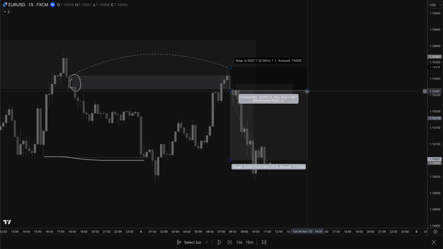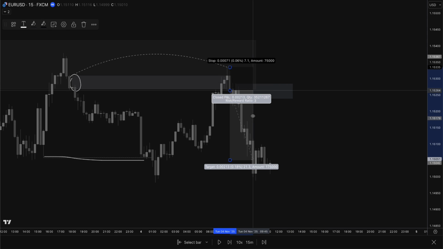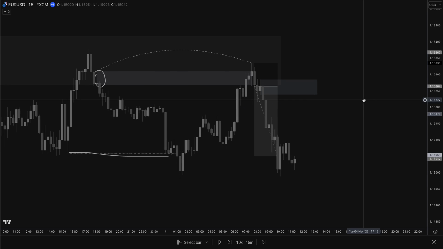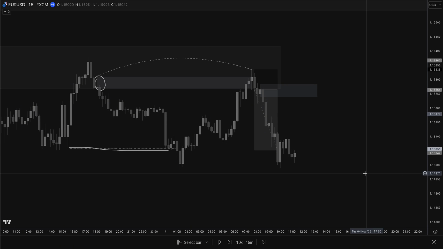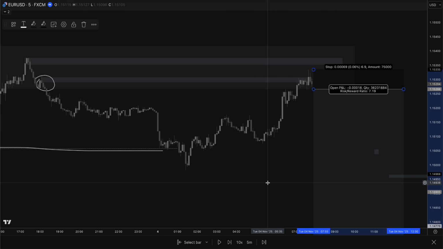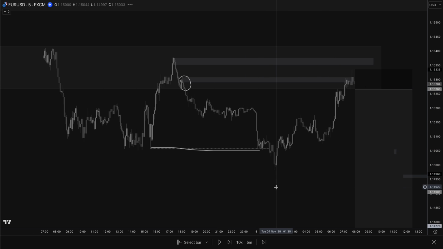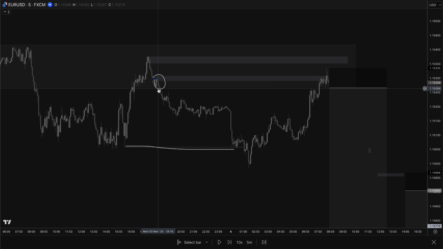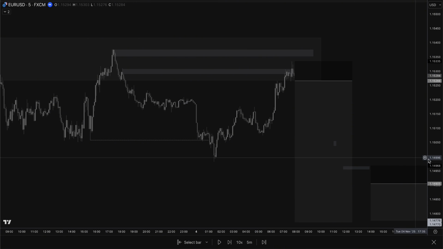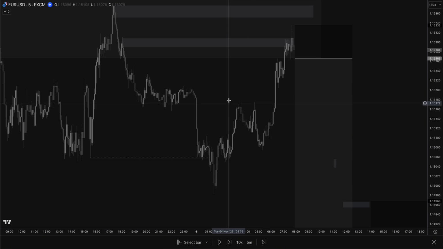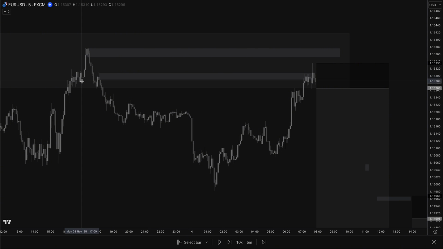But yeah, so this was the 15-minute entry, which you could have easily taken according to the strategy entry model. But personally, I took this trade on the 5-minute just to be slightly more aggressive. So I'll walk you through my personal entry that I took. So on the 5-minute, the minor break was over here.